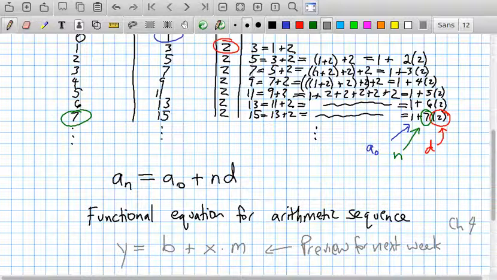But in any event, now whenever you see a functional equation for a line, or a functional equation for an arithmetic sequence, you'll know what it means. If you have an arithmetic sequence, you can write it right down. You can write down either the recursive equation or the functional equation, depending on which is most convenient for what you're doing.